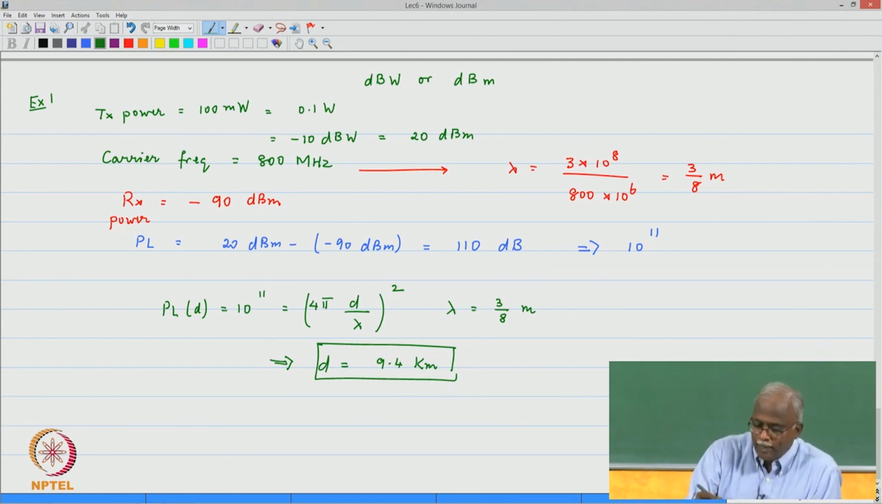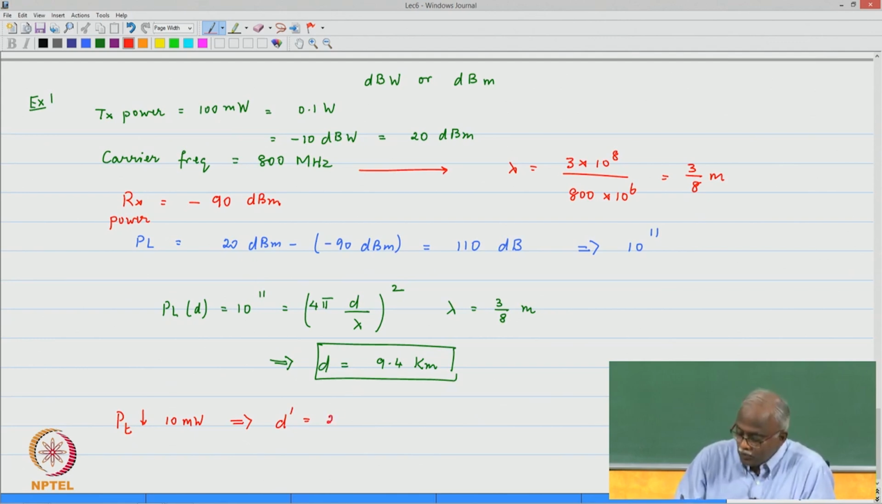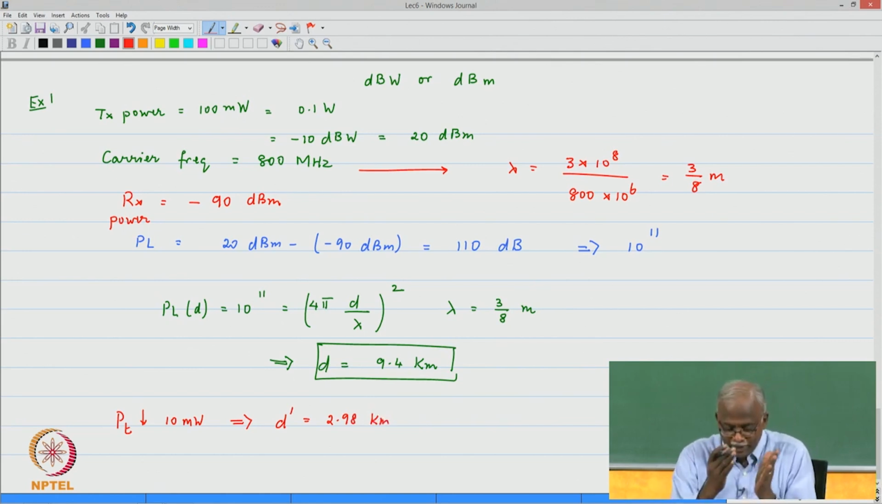It is also helpful for us to make a note that because of the exponential term in terms of the distance, a small change in the power does affect the distance also. So, if the transmitted power was reduced to 10 milliwatts, you can redo the calculation, and we find that the distance at which you can achieve -90 dBm is now only 2.98 kilometers. So, this shows the nonlinear relationship between a tenfold decrease in power and the resulting distance.